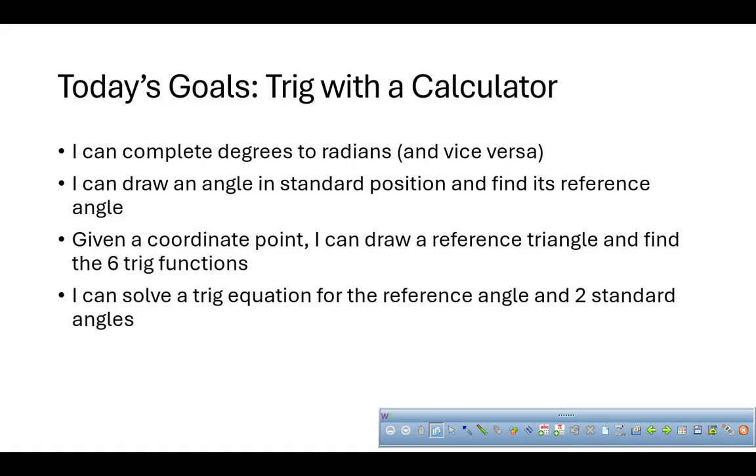So you will have to do a conversion, degrees to radians or radians to degrees. I can draw an angle in standard position and find its reference angle. So I can tell you to graph 300 degrees. You can show me where that is, and you can create a triangle in that quadrant. Given a coordinate point, I can draw a reference triangle and find the 6 trig functions. So you would plot a coordinate point. It would fall in one of the 4 quadrants. And then from that quadrant, you draw a triangle and you find all the things. That's an open-ended. And then I can solve a trig equation. This is just solving an equation, like how you solve 4x plus 2 equals 10, right? But solving that with a trig.